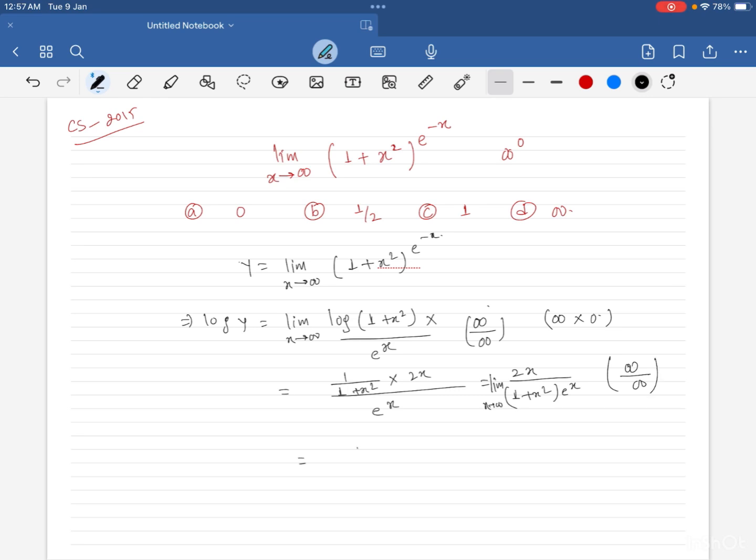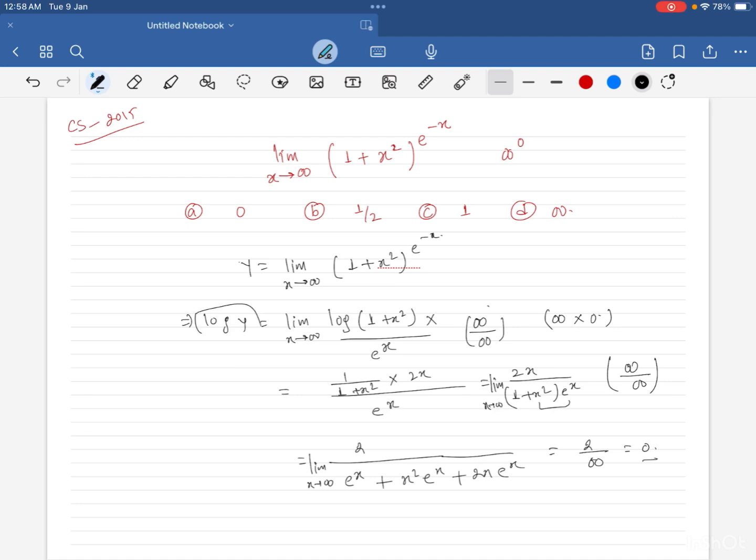So that is going to be 2 divided by e to the power x. Here we will have to apply the chain rule. So e to the power x plus x square e to the power x plus 2x e to the power x. Right, and limit x tends to infinity. Now that is going to be 2 divided by infinity, right? That will be 0.